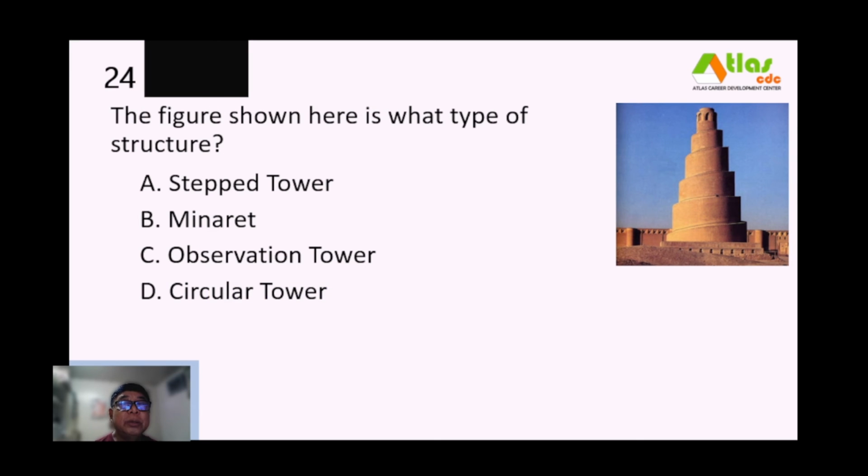So 24. The figure shown here is what type of structure? A. Step tower, B. Minaret, C. Observation tower, and D. Circular tower.